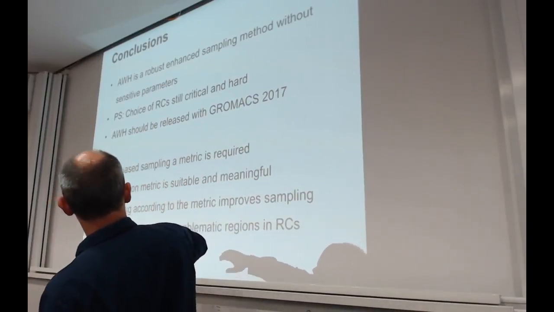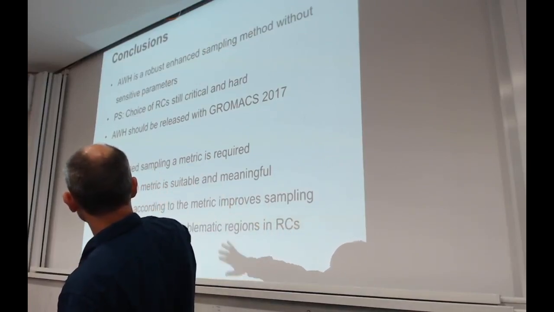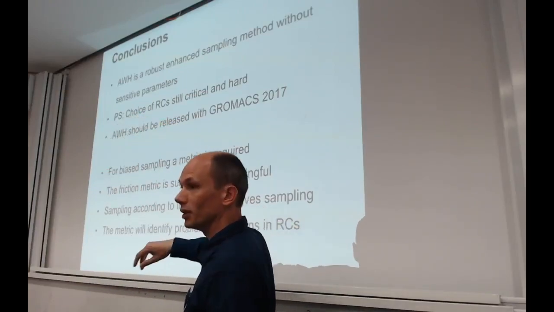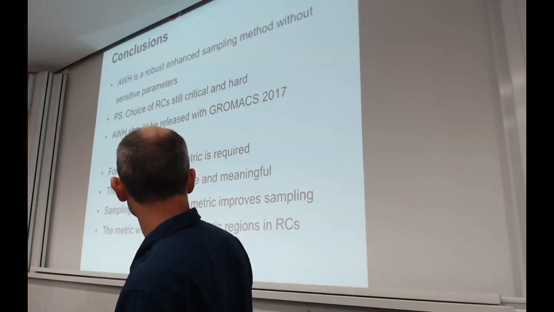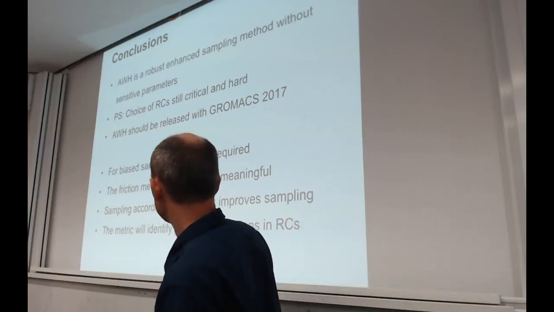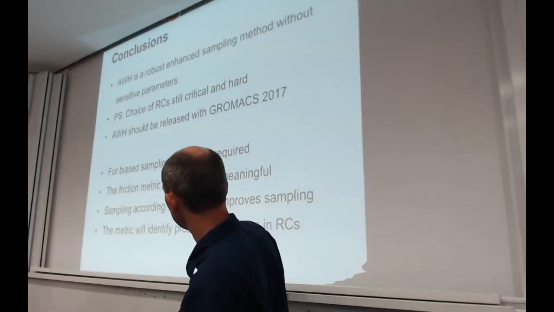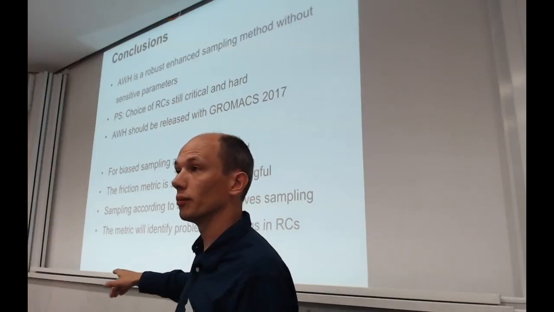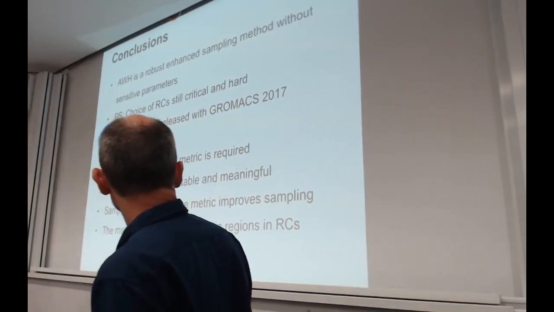And then I think the more interesting part is this metric. For biased sampling you need a metric. I hope I convinced you of that. And then this friction metric we think is a suitable and meaningful metric to use here. Sampling according to this metric improves your sampling, and it can be used to identify problematic regions. This optimization we will not have in GROMACS 2017, but this metric will be shown, and this has actually been very useful in many projects to look at where you get peaks in the metric, and then one can look back at the system to see what kind of issues you have there.